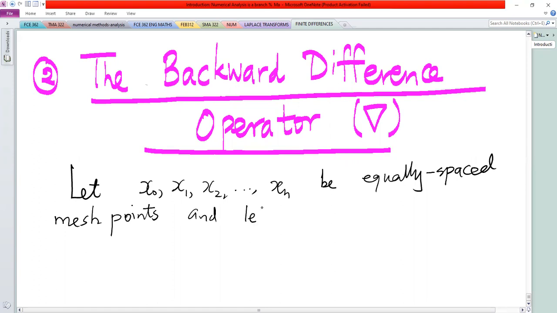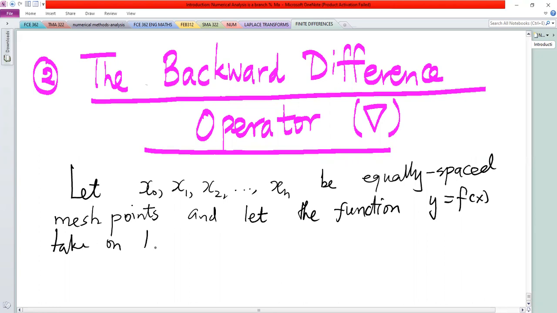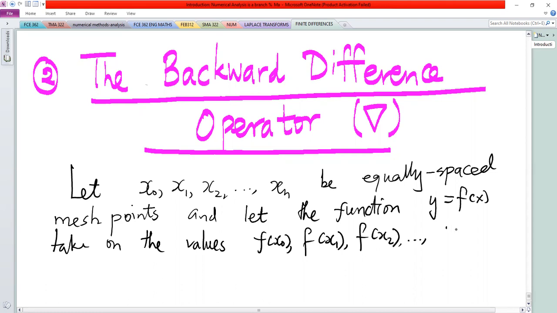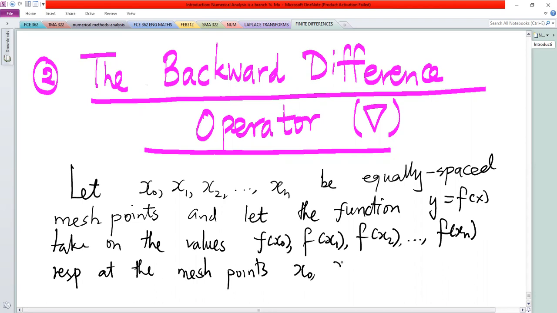And let the function y equals f of x take on the values f of x0, f of x1, f of x2 up to f of xn respectively, at the mesh points x0, x1, x2 up to xn.